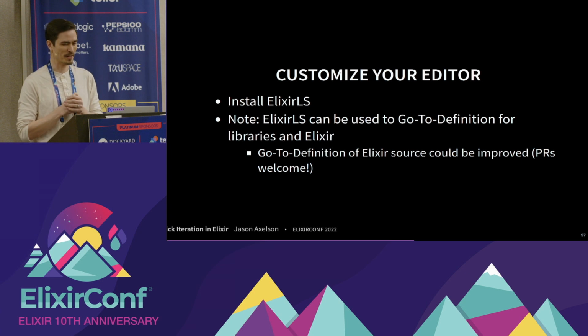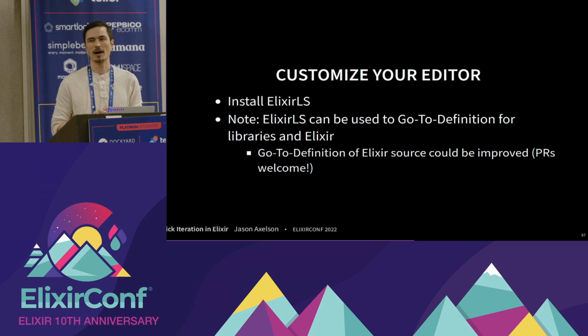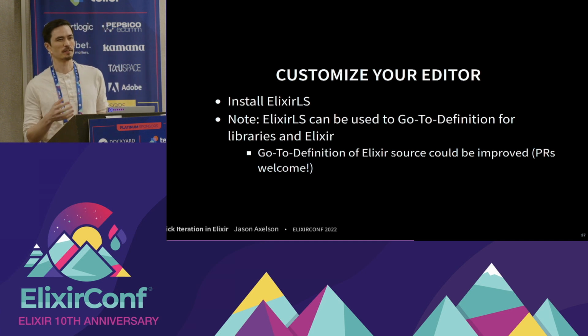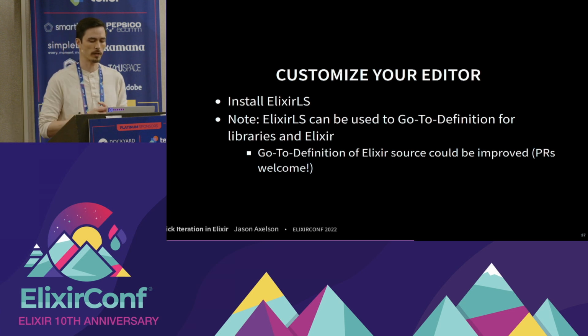Another tip, moving on, is to customize your editor. I am somewhat biased, but I definitely recommend installing Elixir LS. It's very handy for looking at the help of your functions to find out the docs. You can use it to go to definition for any libraries, and you can even use go to definition on Elixir source code. But right now you have to have Elixir installed via source, compiled from source, in order for that to work. But it should be theoretically possible to detect that we're trying to go to definition on Elixir source, and it will send you to GitHub or download the code locally and then open it up. So if you're interested in that, maybe you can contribute a PR.